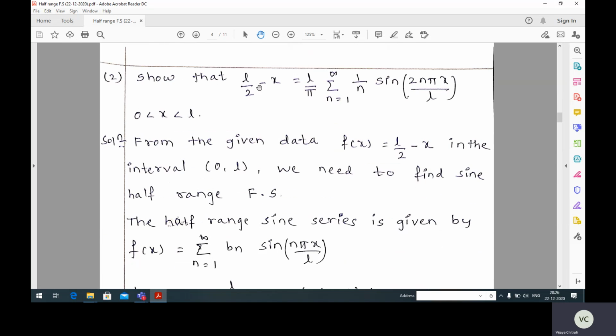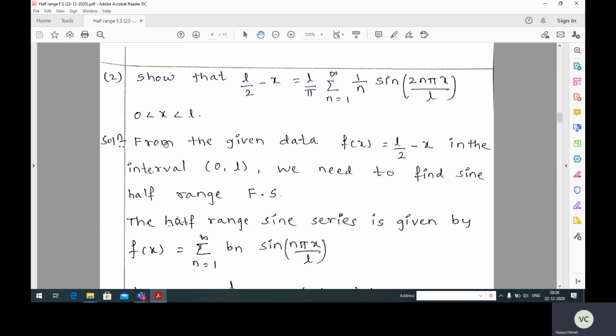Now show that L by 2 minus x is equal to L divided by pi, summation n is equal to 1 to infinity, 1 by n sine of 2n pi x divided by L, where x lies between 0 to L. Here the function is not given, so we need to find first what is f of x, right? So the interval will be what here? x lies between 0 to L, which means this is a half range series.